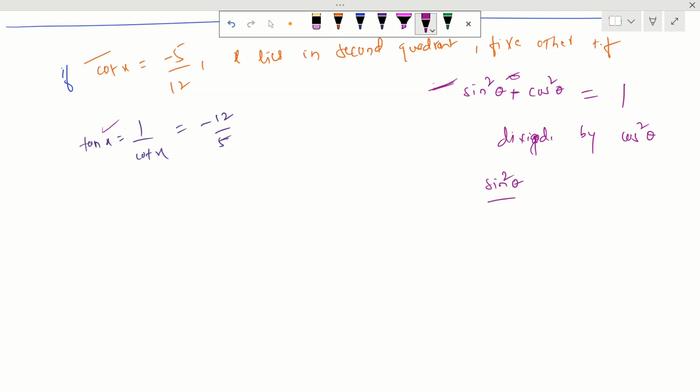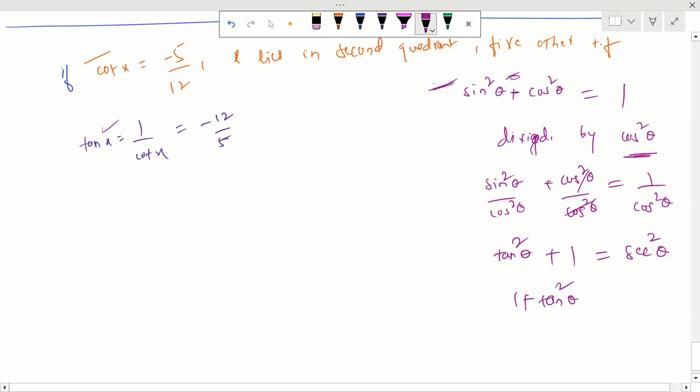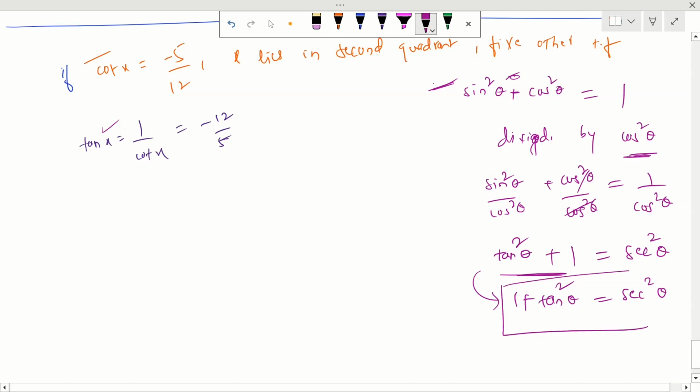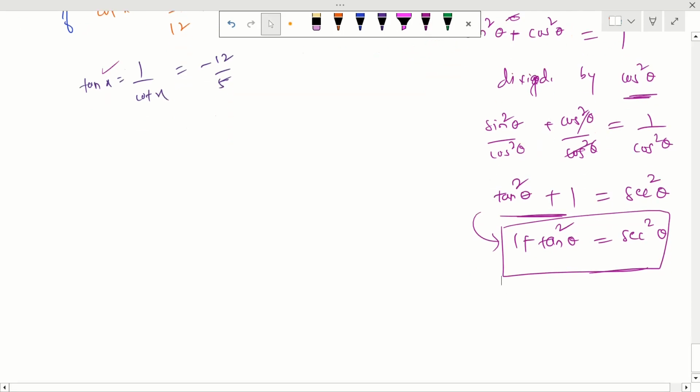Then sin square theta divided by cos square theta, and cos square theta divided by cos square theta, on both sides. So sin square theta by cos square theta is what? It is tan square theta. Sin by cos is tan. And cos gets cancelled, so it is 1 by cos square. 1 by cos is what? Secant. Then it is secant square theta. So we can write in reverse manner, 1 plus tan square theta is secant square theta. This is one formula, right? You just note down this.